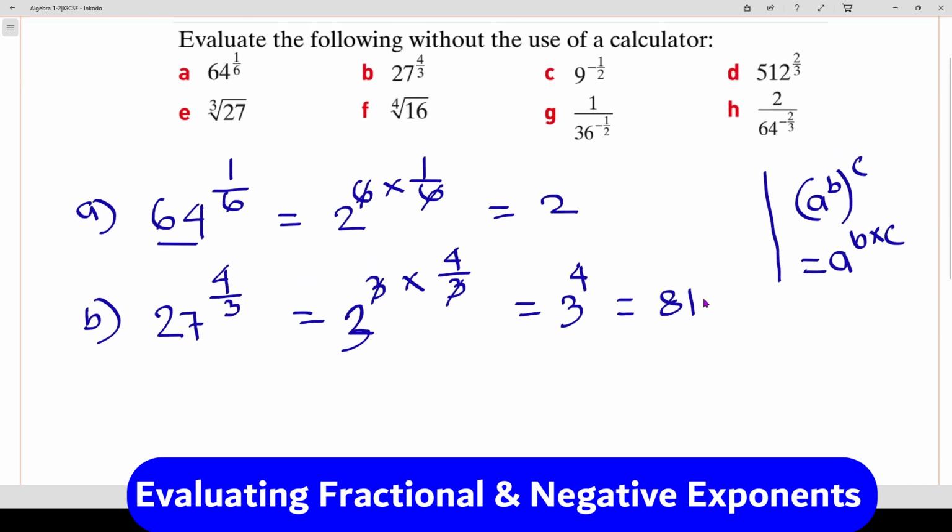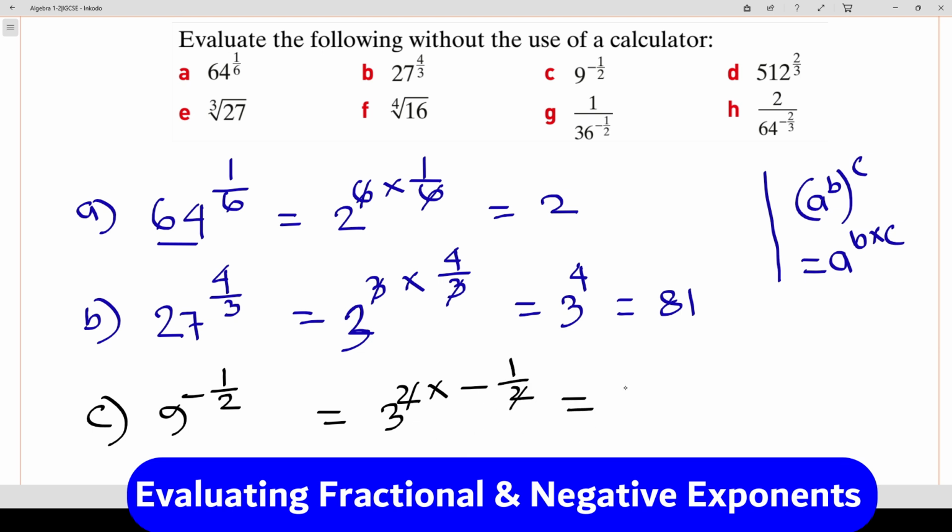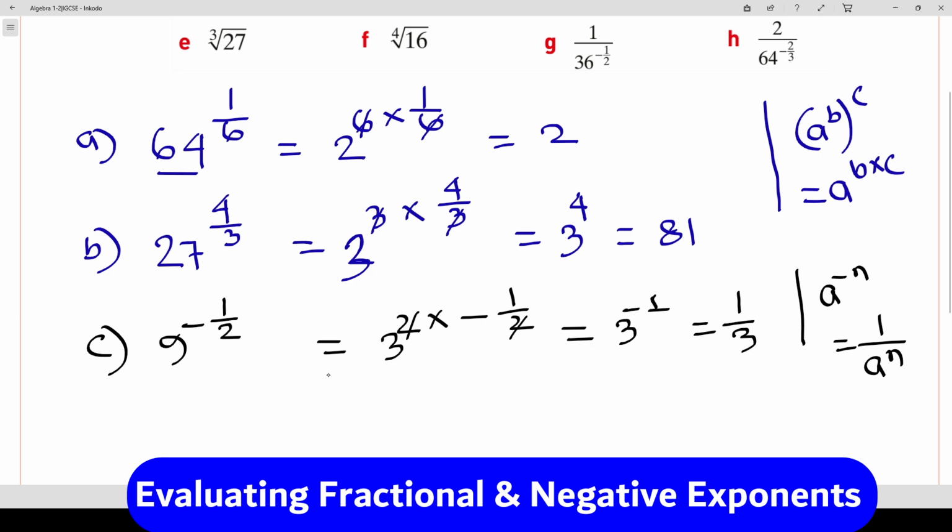Number C, it's a negative exponent. 9 to the power minus 1 by 2. So first 9 we can write as 3 squared, times minus 1 by 2. So 2 divided by 2 will be 1. So the result is 3 to the power negative 1. We can keep it this way, or we can write 1 by 3. How? We know a to the power minus n means 1 divided by a to the power n. Okay, it's a very simple thing.